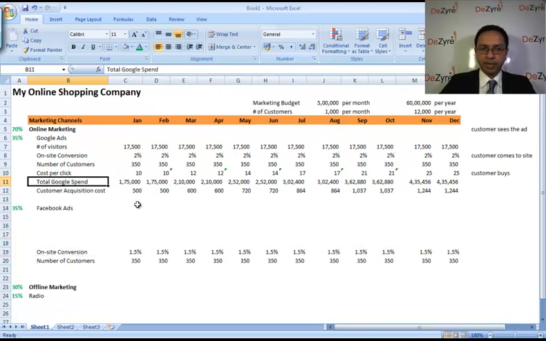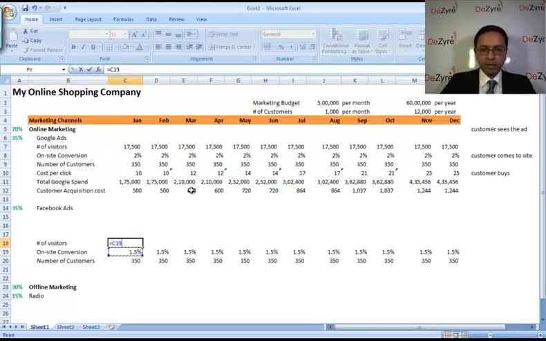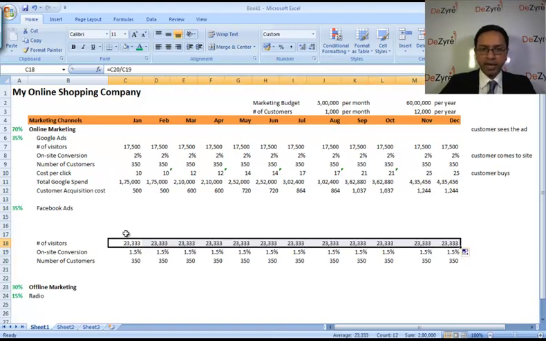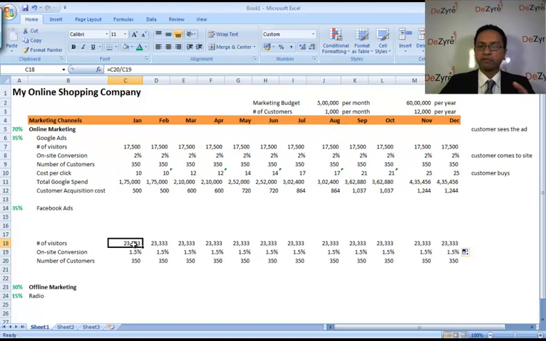Then the third step is, if that's your on-site conversion, what is your number of visitors? It's 350 divided by 1.5%, which is 23,333. You see how that number is higher than the 17,500 number for Google. It's higher than the number of people who have to come to your website to buy. You scale that across. The reason the number of people from Facebook has to be higher than Google to achieve the same number of customers is that Facebook has a lower conversion rate compared to Google, and that is why this is happening.